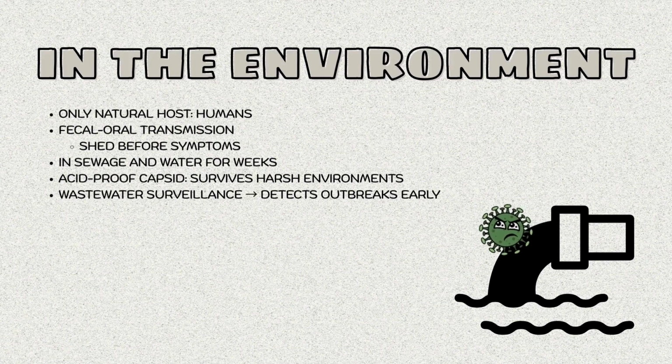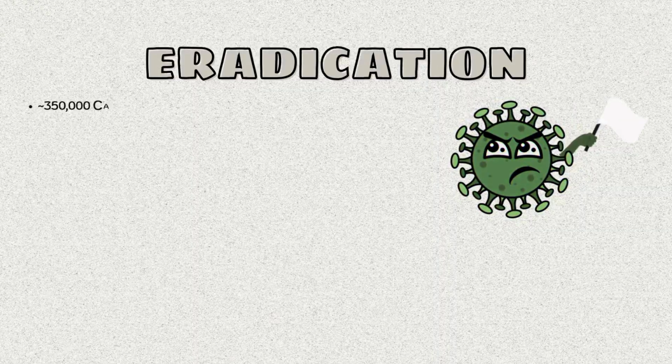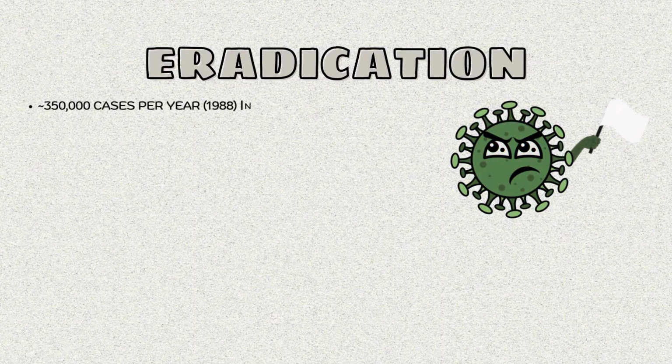If every human were to become immune, polio would have nowhere to go, and scientists have found a way to use this against it. Public health teams can test sewage for polio RNA and detect an outbreak weeks before an individual starts showing symptoms. Wastewater surveillance is now one of the most powerful tools in efforts to eradicate poliovirus.